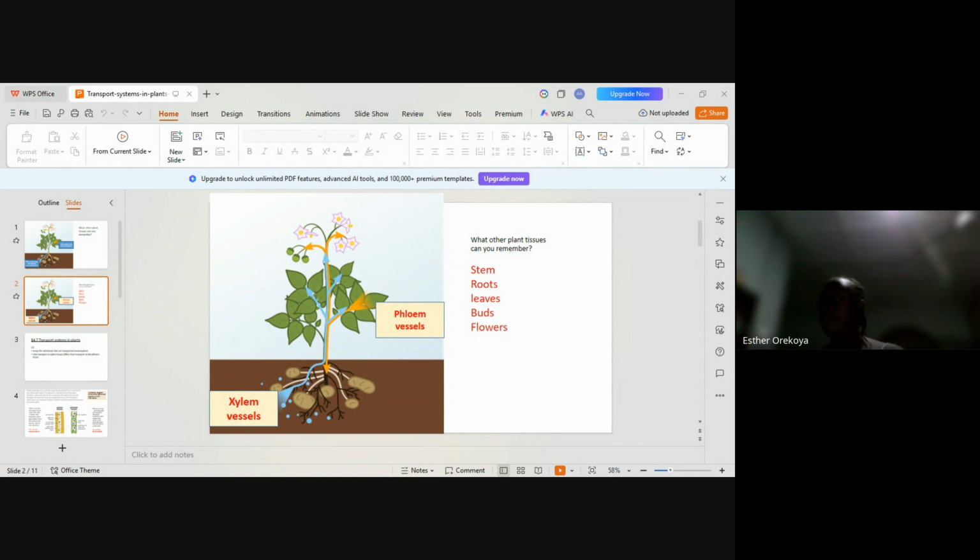Then we have capillaries. They are very thin vessels that link arteries with veins. Then we have the heart.